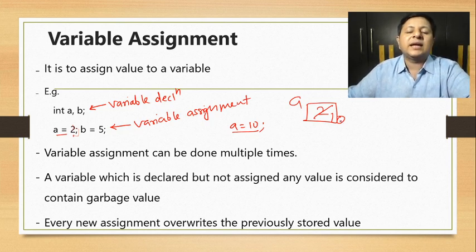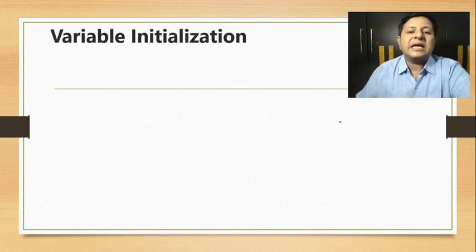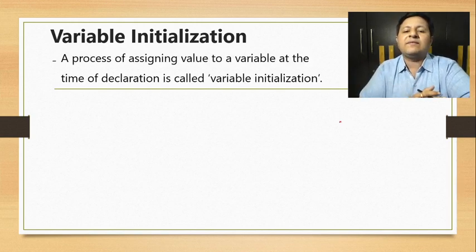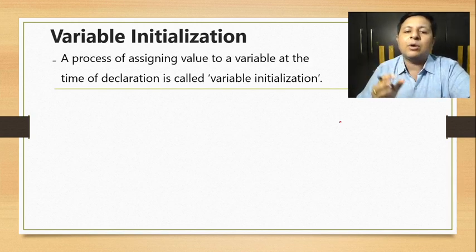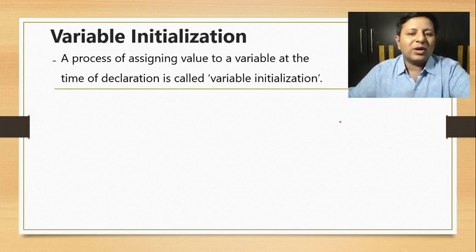Let's look at the next concept, that is variable initialization. As the name suggests, initialization is nothing but assigning a value at the time of declaration. That's the very simple concept that you need to understand first. The process of assigning a value to a variable at the time of declaration is called variable initialization. In this case, we are not allowing a variable to store a garbage value. As soon as we declare a variable, we immediately assign a value to it.